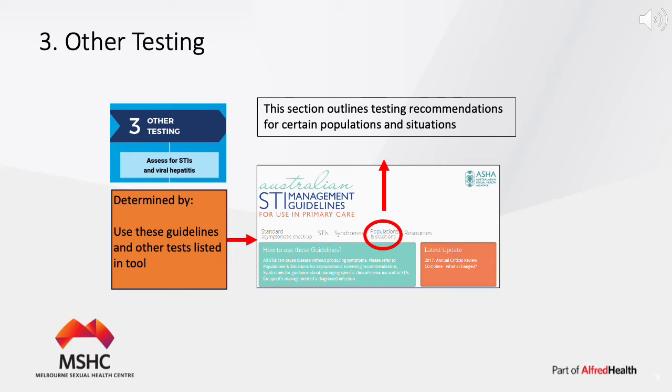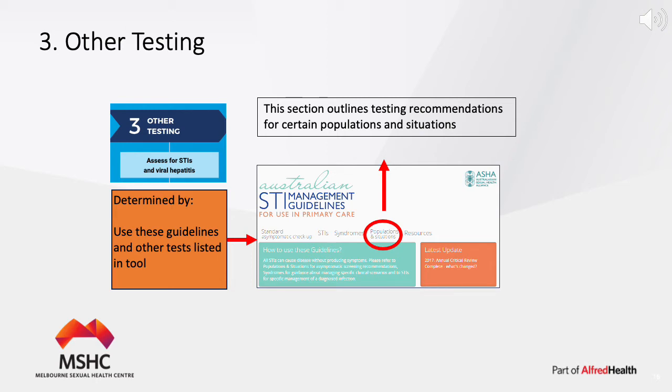And then in terms of other testing, we know that we will do an STI screen, and that includes an oropharyngeal swab for chlamydia and gonorrhea. We do a urine test for chlamydia and gonorrhea, and we also do an anorectal swab for chlamydia and gonorrhea.